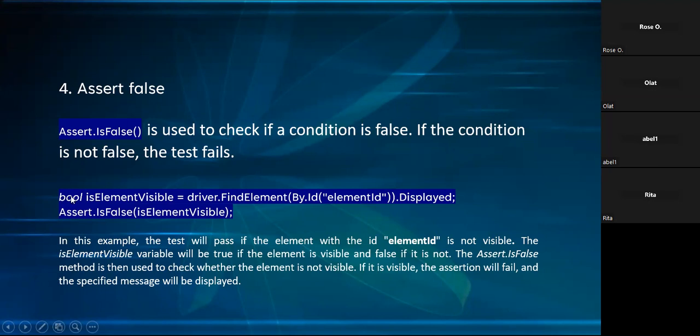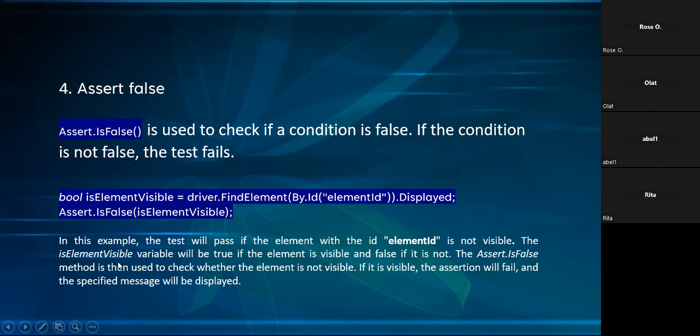This is the code. bool isElementVisible = driver.FindElement(By.Id(...)).Displayed. It can be by any of the locators. You now use Assert.IsFalse(isElementVisible) as your assertion. In this example, the test will pass if the element with the ID "element" is not visible.